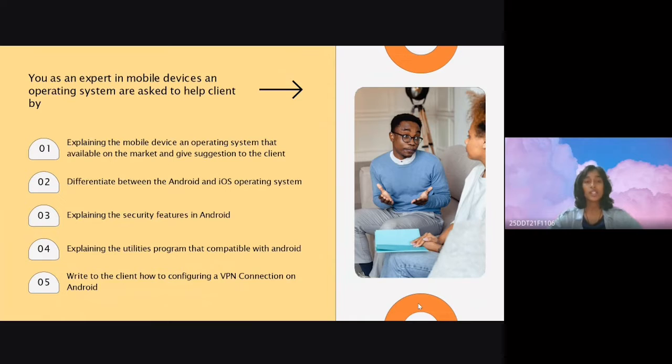Second, differentiate between the Android and iOS operating system. Third, explaining the security features in Android. Fourth, explaining the utilities programs that are compatible with Android. And lastly, write to the client how to configure a VPN connection on Android.